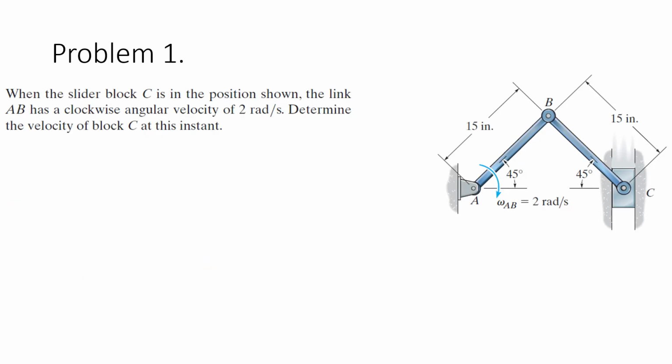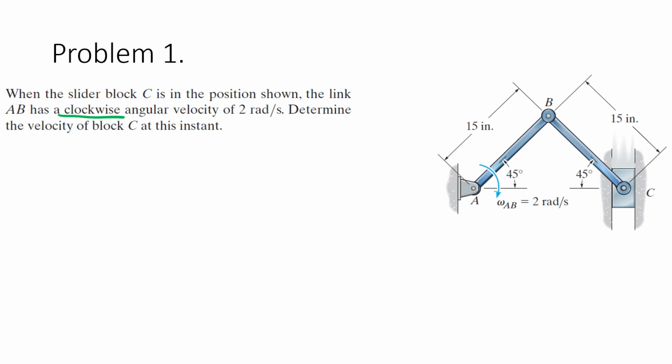Let's move on to the problem statement, and then I think things will be easier when we solve the problem. So we have a slider block C that is in the position shown. You can see it moves up and down, and then it moves the link BC, and then B also is constrained by the pin A. AB has an angular velocity of 2 radians per second, which is clockwise. And then determine the velocity of block C at this instant.